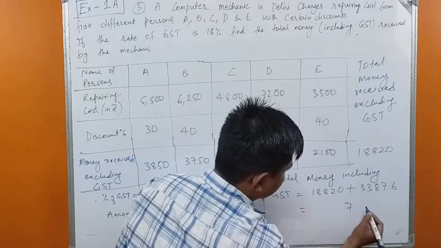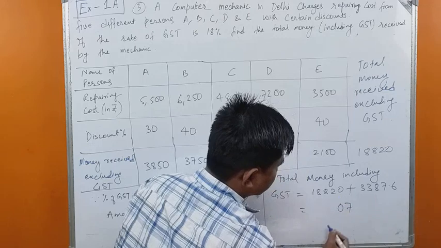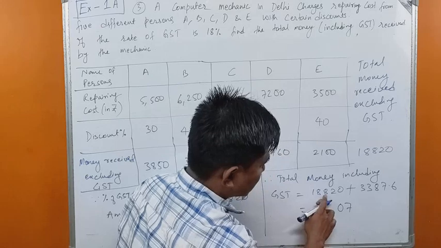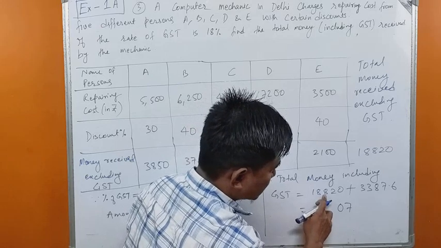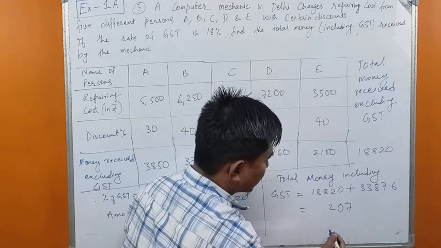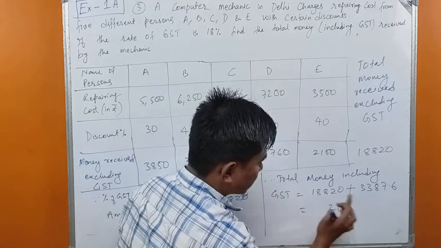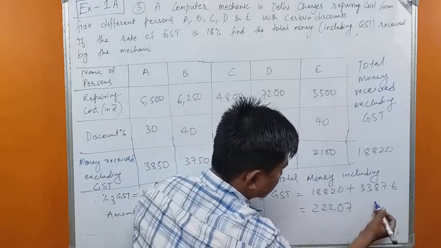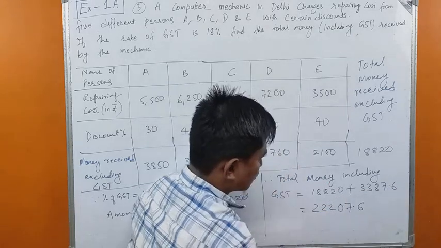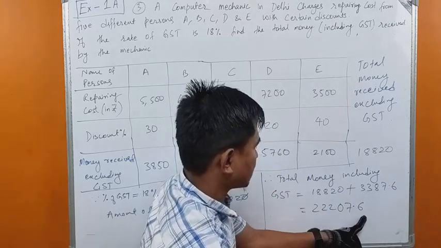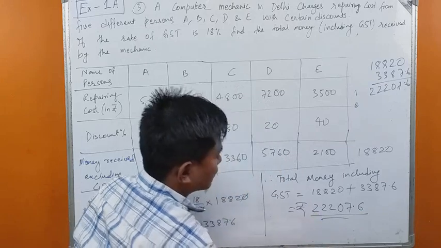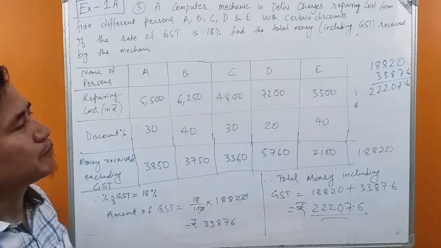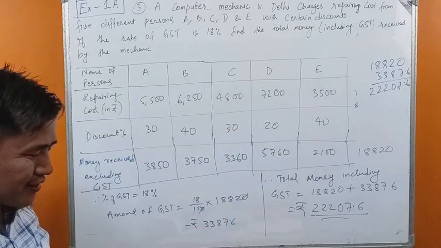So let us add this number. 7 plus 0 7, 8 plus 2 10, 1 in hand. 3 plus 8 11, 11 plus 1 12, 2, 1 in hand. So 1 plus that 1, 2. So we have 6 here and a decimal point. So 22207.6 rupees. Okay, this is the amount that needs to be collected from A, B, C, D and E by the computer mechanic. Okay, I hope you got this.